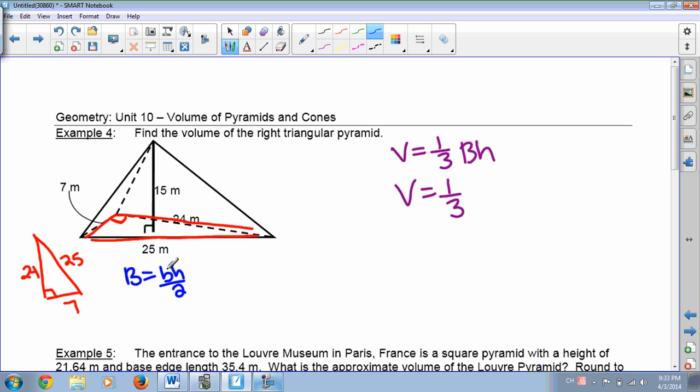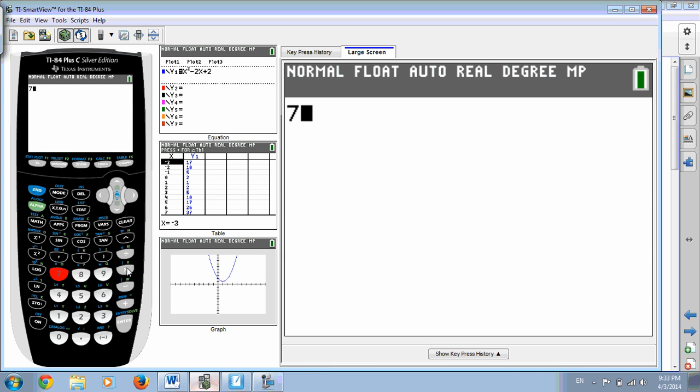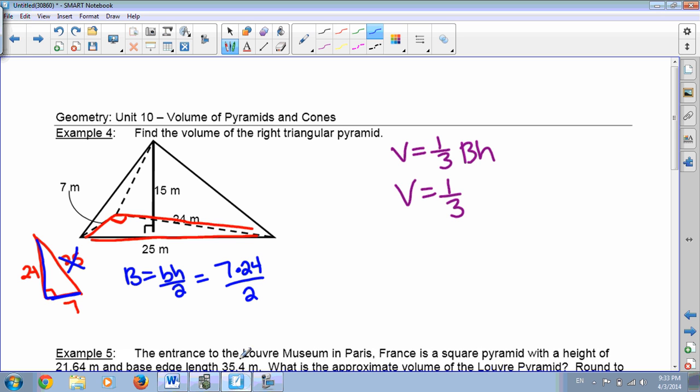divided by 2. The base of the triangle is actually 7, right here. The height of the triangle is 24. The 25 is a slant height or the hypotenuse, so we're not going to use this in finding the area of our base. So 7 times 24 and then divided by 2. So let's calculate that. 7 times 24 and then divided by 2. The area of our base is 84 meters squared. Okay, so that's our big B.